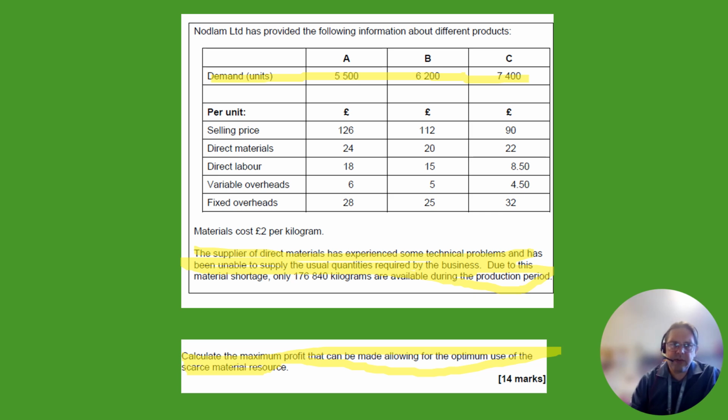So we will work out the contribution. The contribution is going to be selling price, take away all of the variable costs. We're going to ignore that fixed overheads line. That's not relevant. That will be relevant when we're working out the maximum profit. That gives us a contribution per unit.